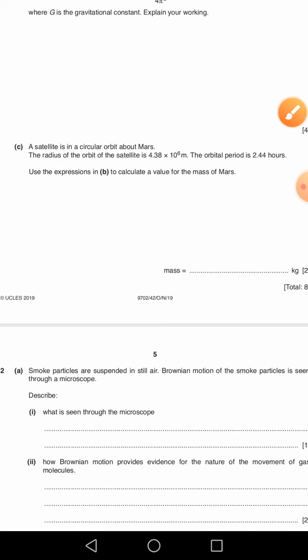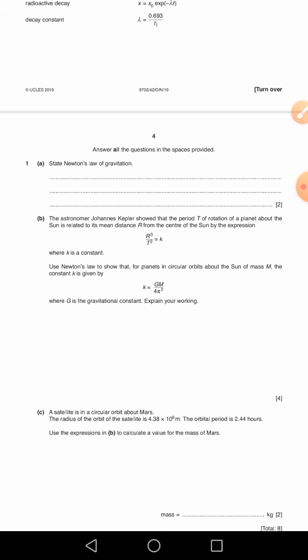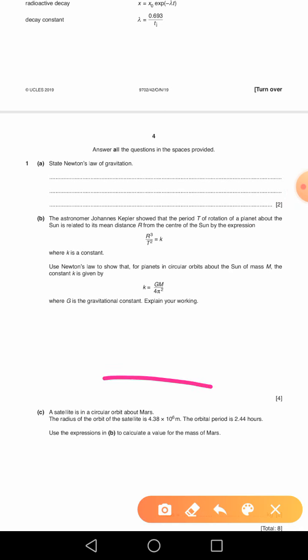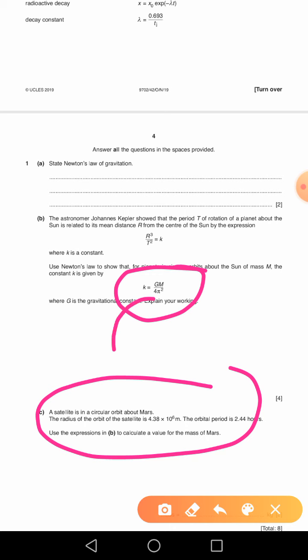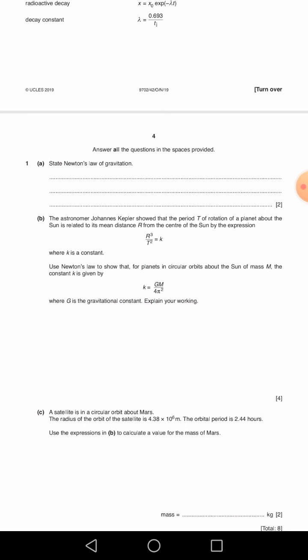Okay. So is the mass of the sun given? Let me see. Mass of the sun is not given. I think we also don't need the mass of the sun, but we can do it simply because this question appears just after this question in the same question number. So there must be a link between these questions. Okay, let me see.